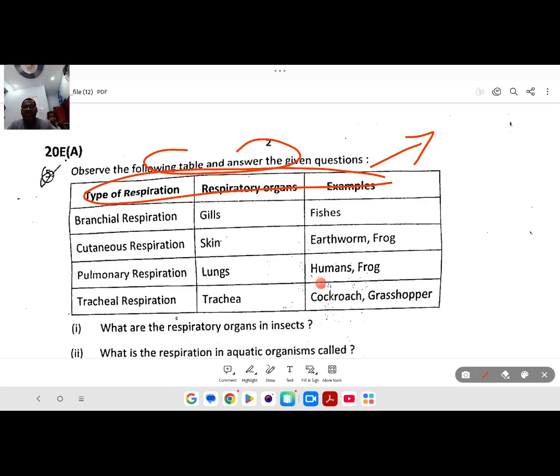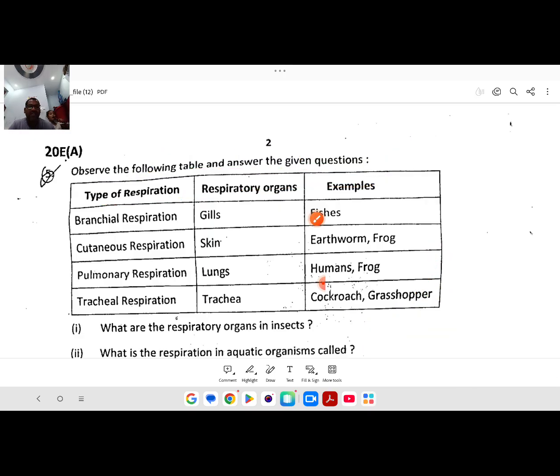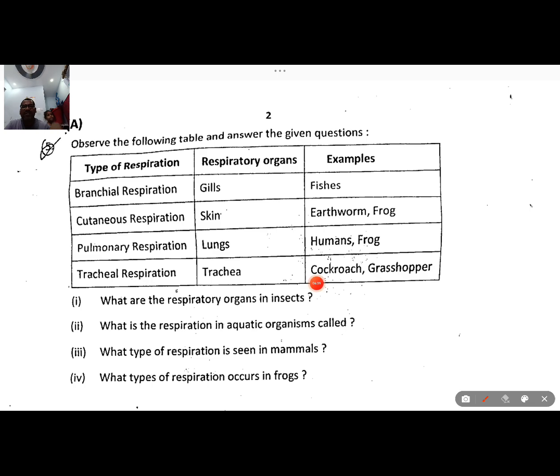A table analysis will be given. Analyze the table and answer the following questions. Every answer will be present in the table itself. So just write the answers from the table, you'll get the answers. And from the textbook only you'll get the tables. So study all the textbook table questions. Remember, throughout your textbook, there are only 8 tables which are important for your exam.